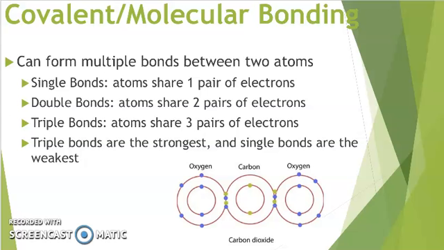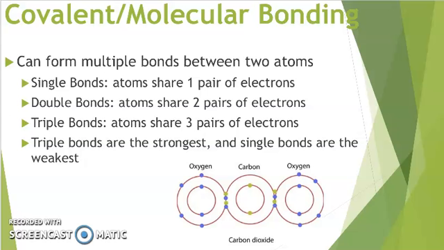Covalent molecular bonding can form multiple bonds between two atoms, so you can have single bonds where they share just one pair of electrons or 2 total electrons. You can have a double bond, which is where they share 2 pairs of electrons, which is what is shown in this diagram down here between carbon dioxide. You have a double bond here and a double bond here. So they're sharing 4 total electrons between them.